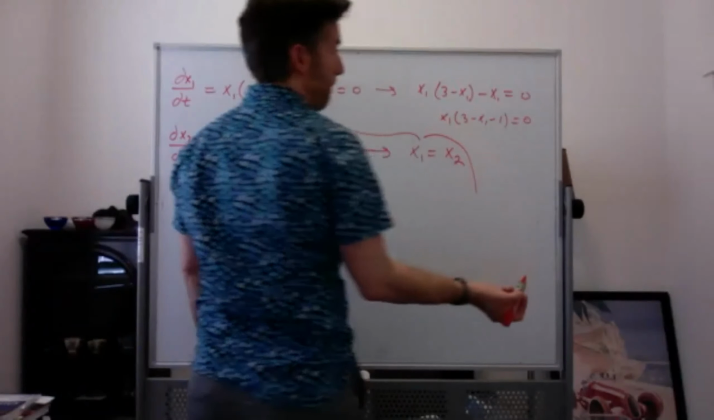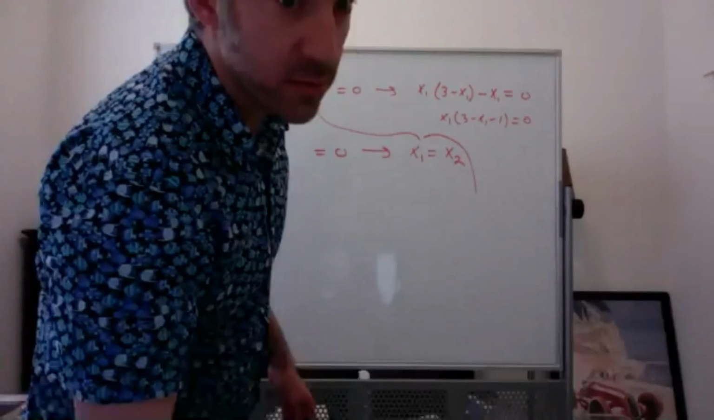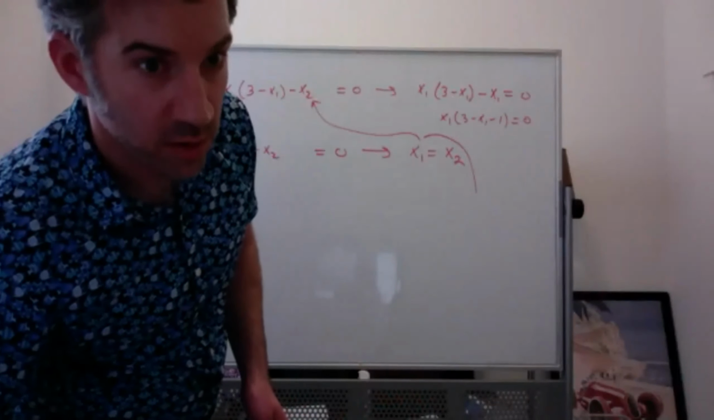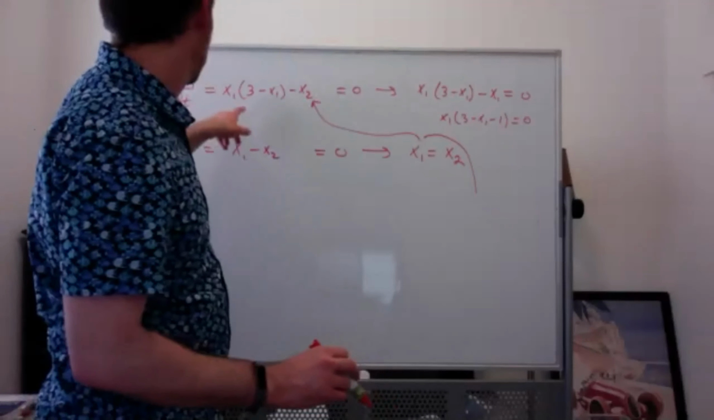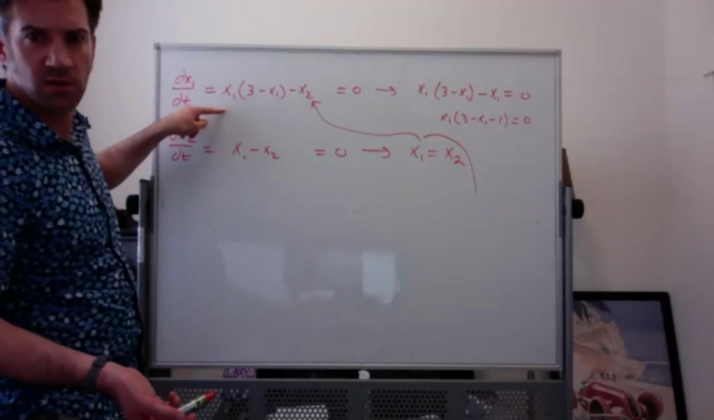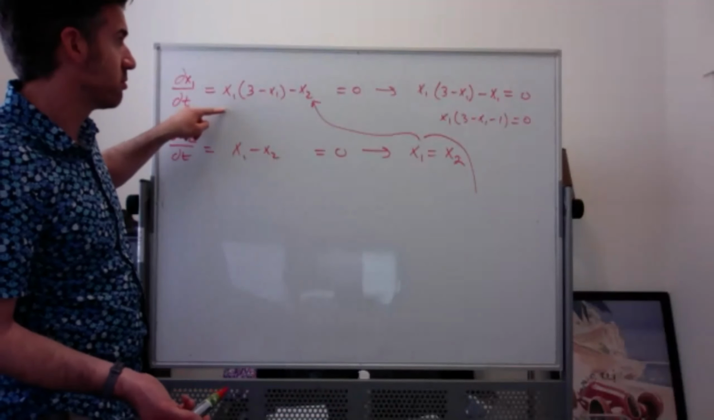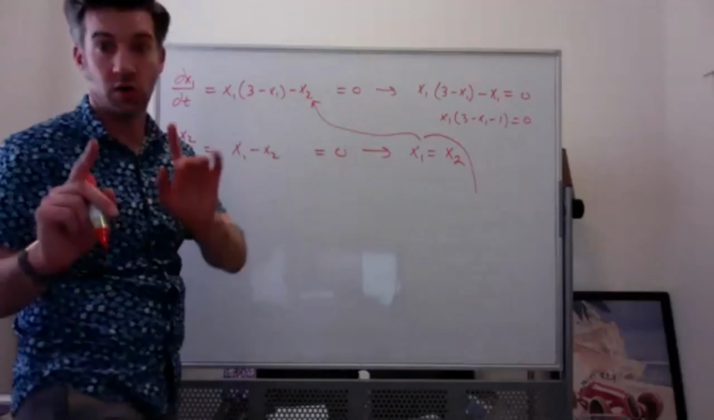James? Yeah. I think it's for dx dt, the first line where the arrow is pointing at 0. It's supposed to be x1 parentheses 3 minus x1 parentheses minus x2 on the right side. Yeah, so you're correct, Teresa.